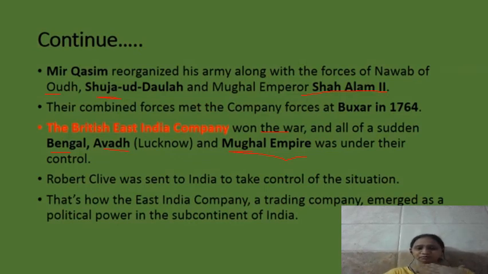Robert Clive was sent to India again to take control of the situation, as now the region had expanded more. That's how the East India Company, a trading company, emerged as a political power in the subcontinent of India. And this is how the British East India Company overtook the political power in this region.